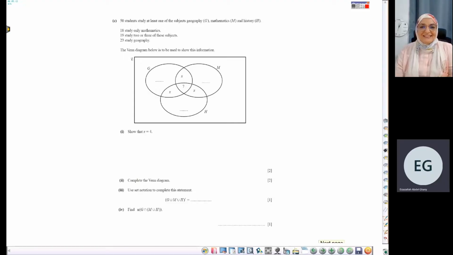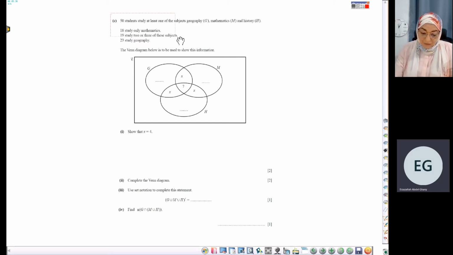Hello everybody. In the previous video, we learned the language of set notation. We learned the union, the intersection, the complement. We learned the word element and set and subset. And today we'll learn more about solving past paper exams.